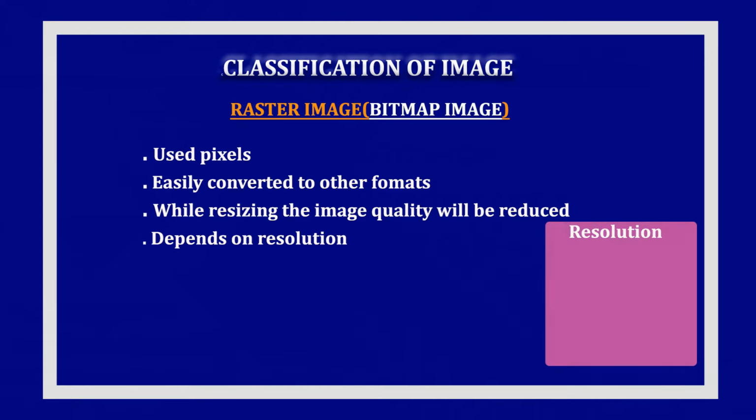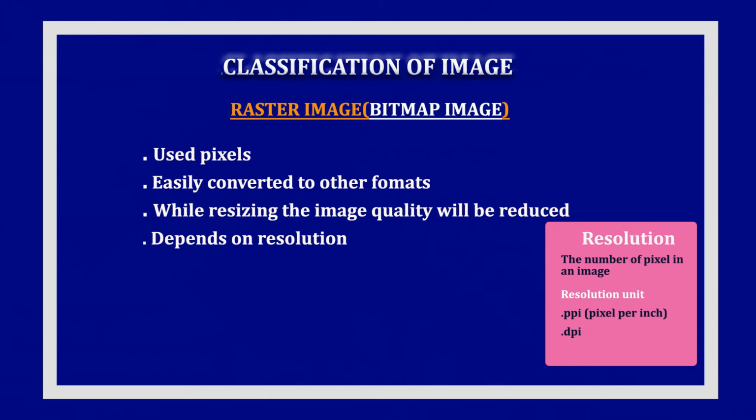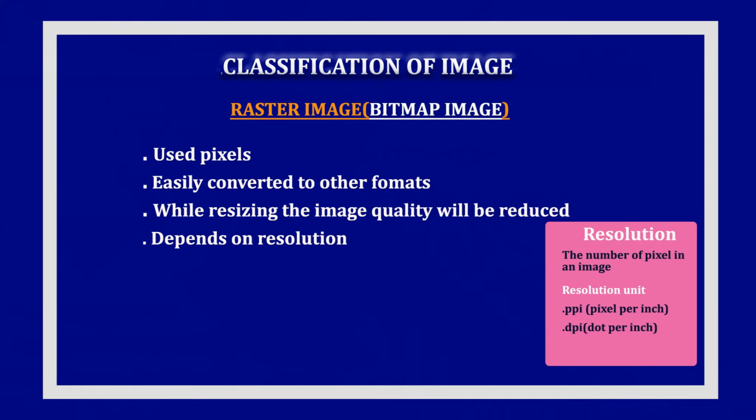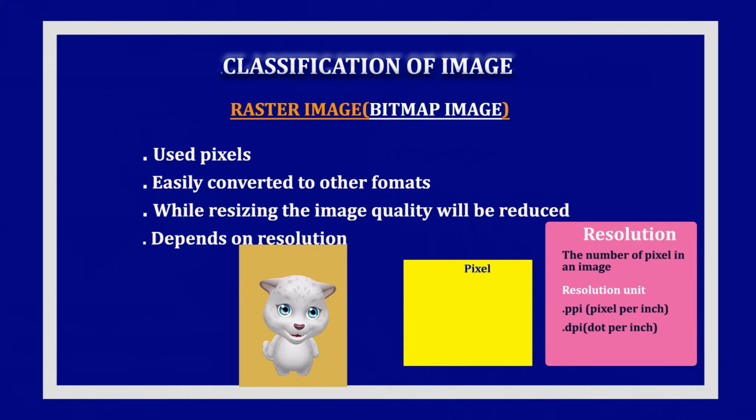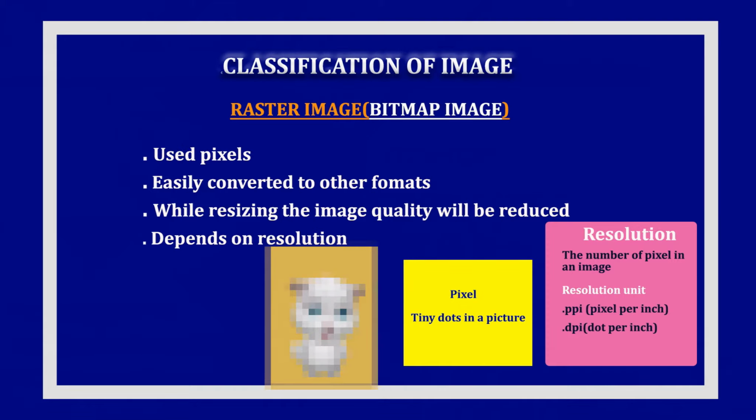What is resolution? The number of pixels in an image. The basic unit of resolution is represented in ppi or dpi. Ppi full form is pixels per inch, and dpi full form is dots per inch. What is pixel? Pixels are tiny dots in a picture.